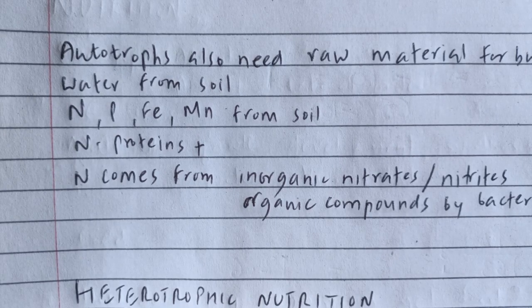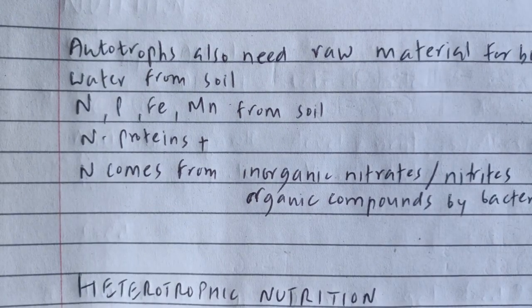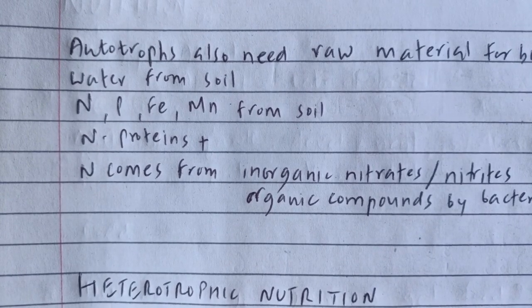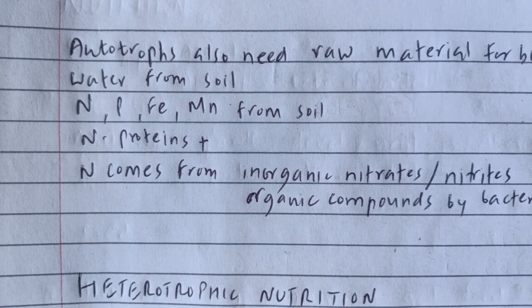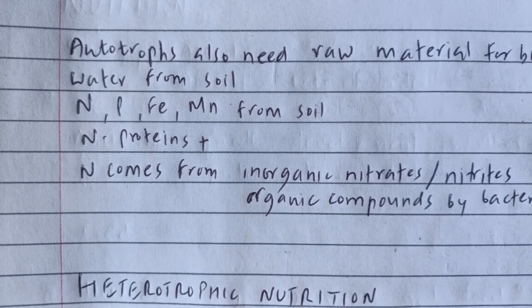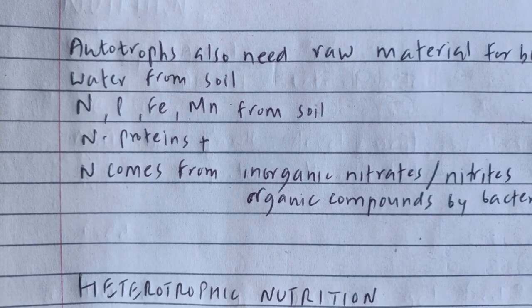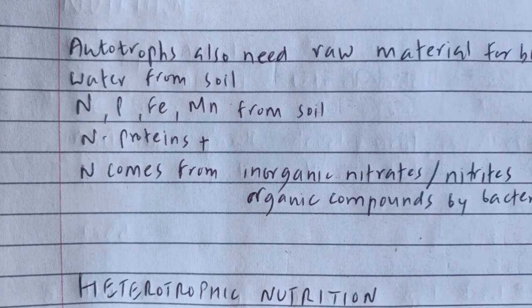And nitrogen is the substance that they can also take from bacteria. These bacteria fix the nitrogen from the environment, and it's called nitrogen fixation, or it can come from inorganic nitrates and nitrites. So nitrogen is used for making proteins and other compounds.